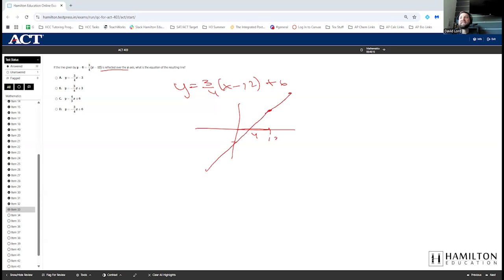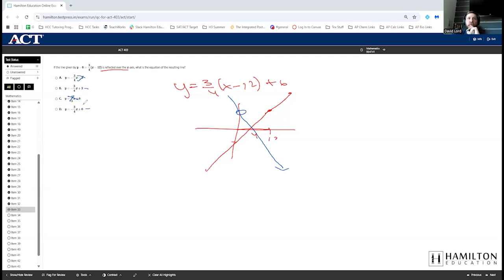Now we're reflecting over the x-axis. So the new line will look something like that. Okay, so what do I know? Well, I know the slope must be the opposite sign. So it's not going to be positive. They all have -3/4. What about the y-intercept? Well, I know that the y-intercept must be positive. So it can't be negative. So we have 3 or 6.